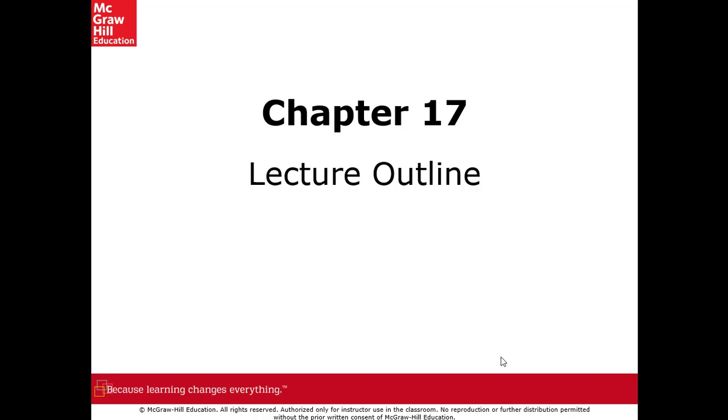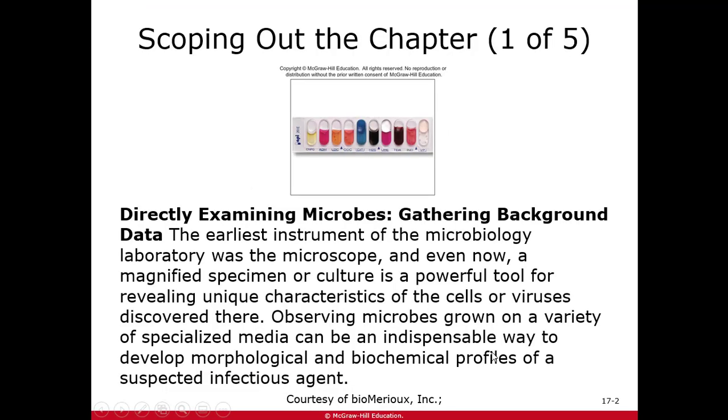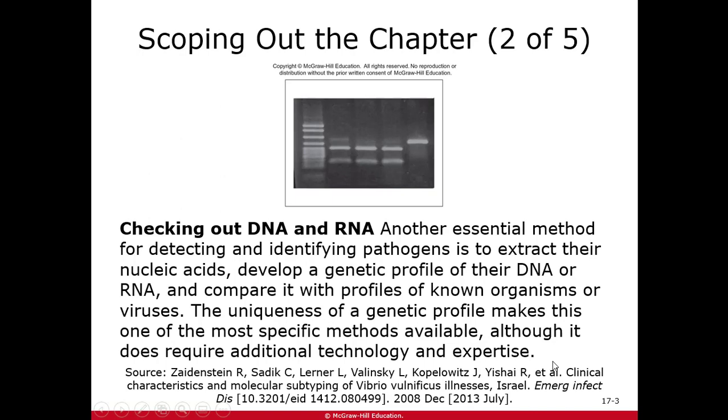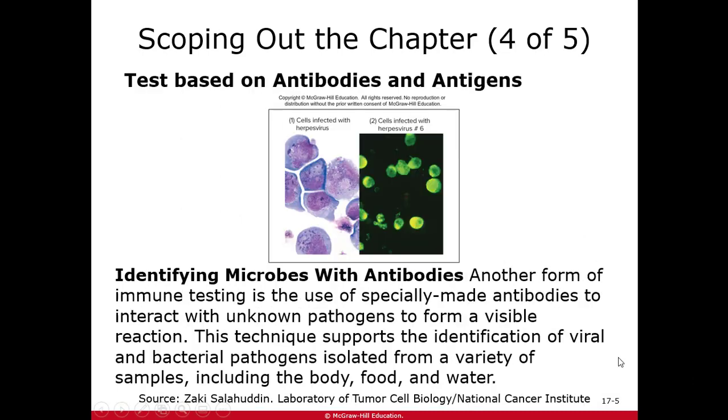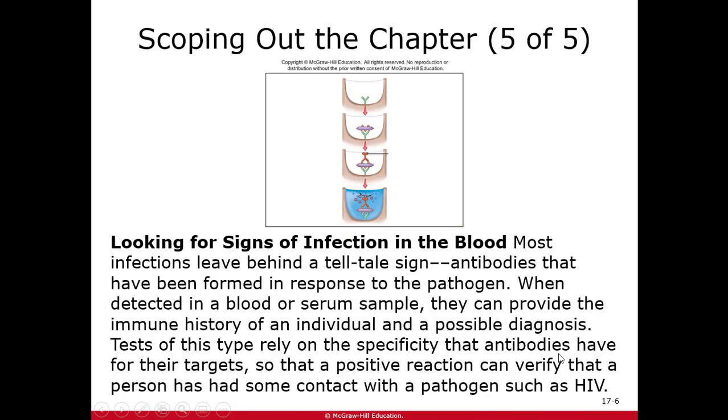So in this chapter, we're going to go through how we get some of the background information when we examine them, how we can use their DNA, how we can use RNA to diagnose, how we've got some really fast rapid testing to give us really fast results because we don't like to wait for anything, how we can use those antibodies to help find and detect those antigens, how we can look for signs of infection, and other diagnostic tools.